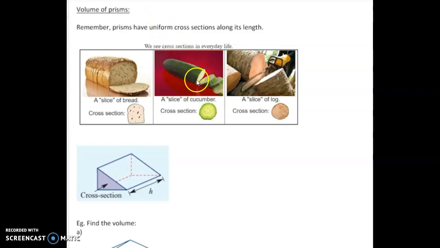The same goes for this cucumber. If I cut it along its length, I get the same shape. And so this is like a prism. Now, when you have recognized that your solid is a prism, you can use the formula V equals A times H to find the volume, where A is the area of your cross-section, and H is the depth or the height of your solid.